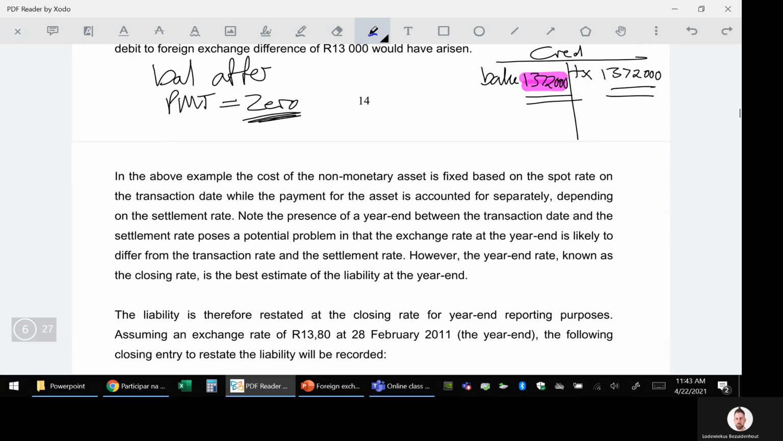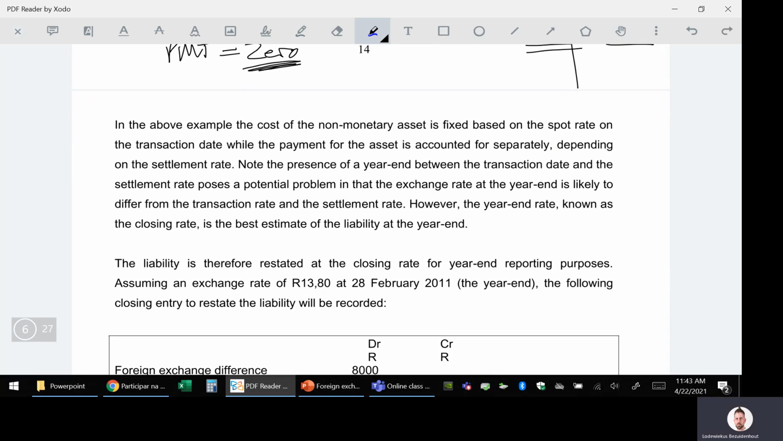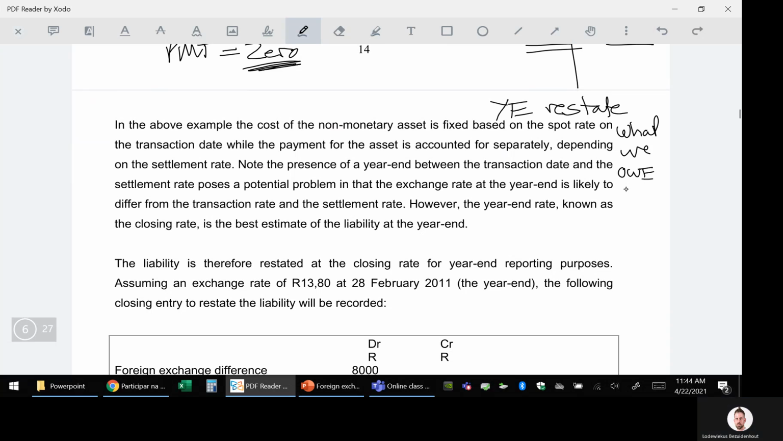So if there is a possible year end in between, then we have to do what? On year end, we have to restate the present. So if there's a year end, we restate what we owe on year end at the spot rate on year end.